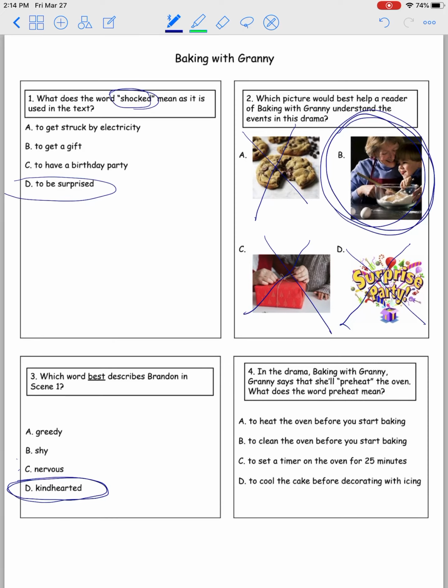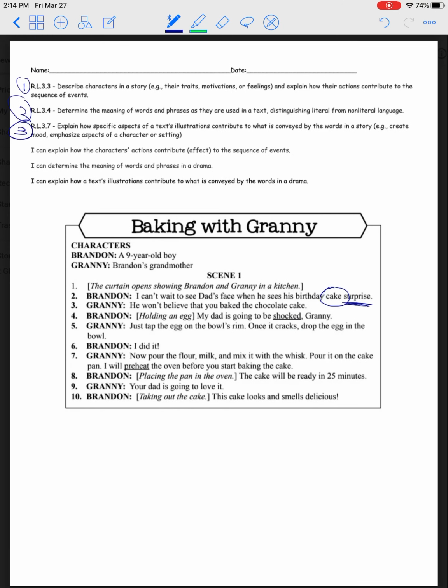And then number 4, in the drama Baking with Granny, Granny says she'll preheat the oven. What does the word preheat mean? And in here you can see that it says, now pour the flour and milk and mix it with the whisk. Pour it on the cake pan. I will preheat the oven before you start baking the cake. The key here is going to be before you start baking the cake.